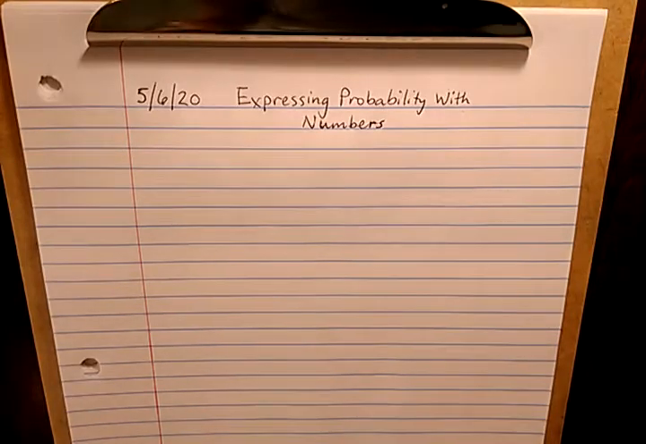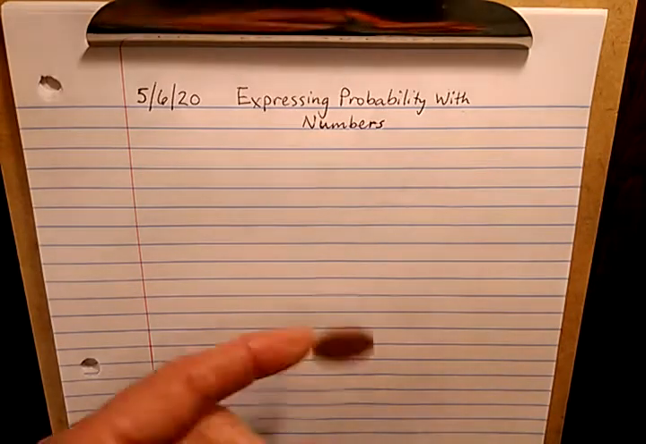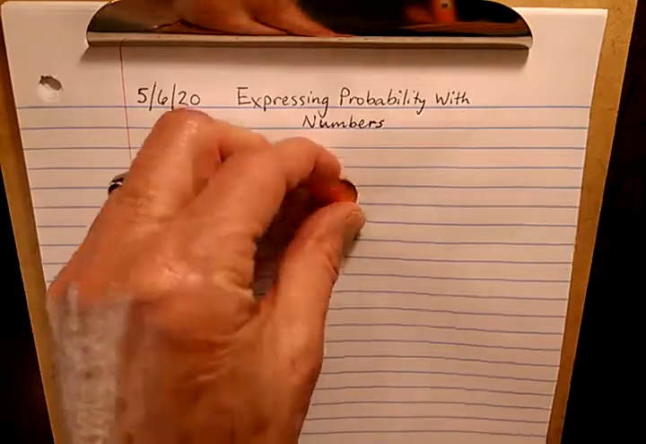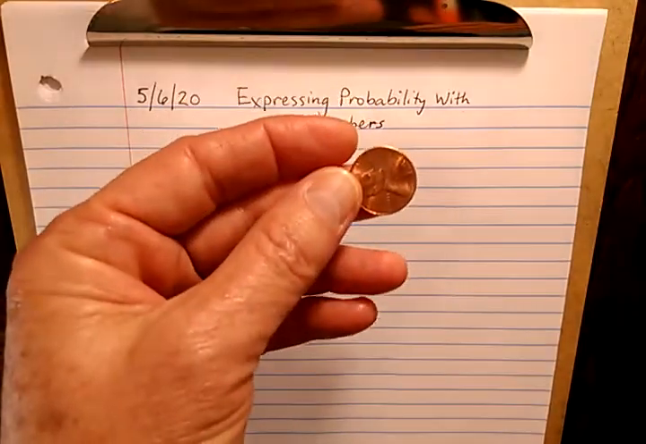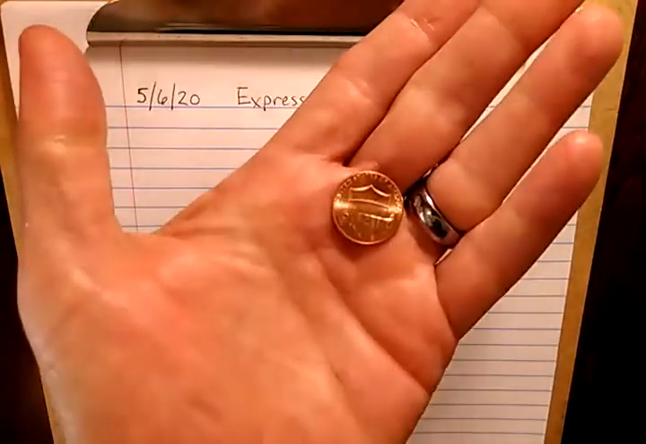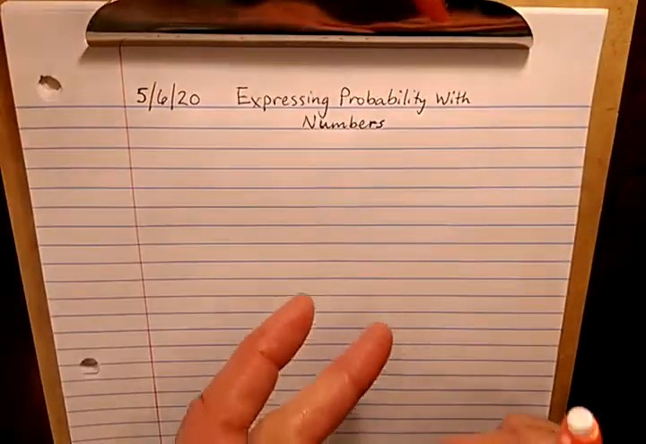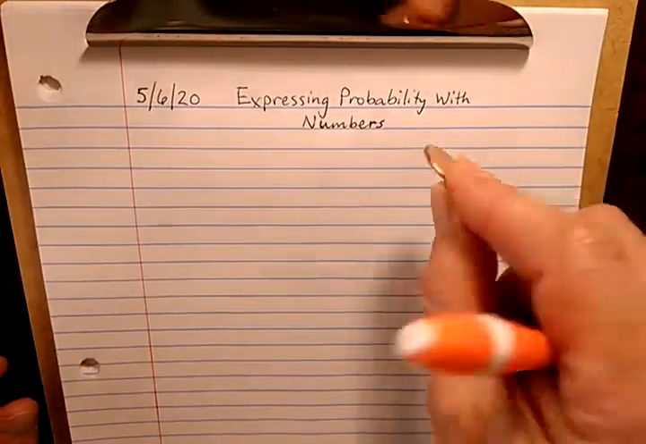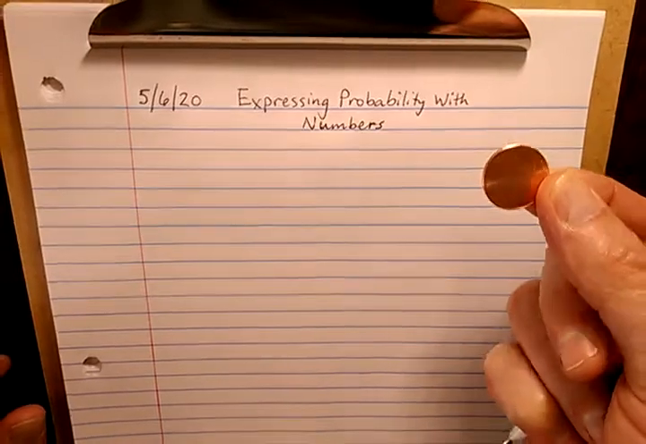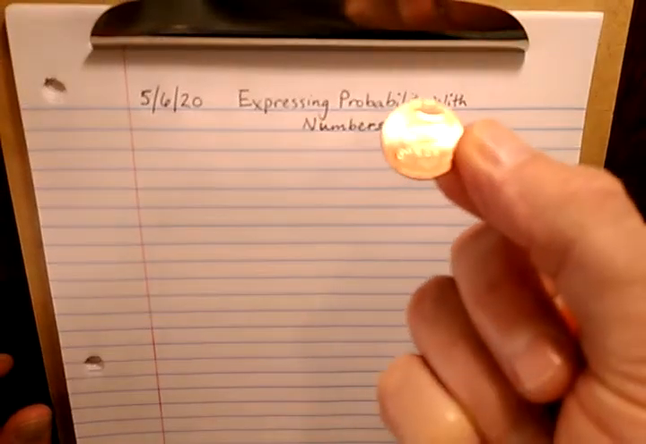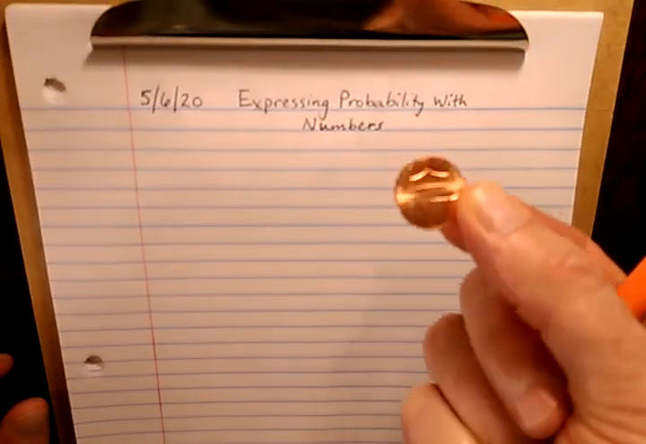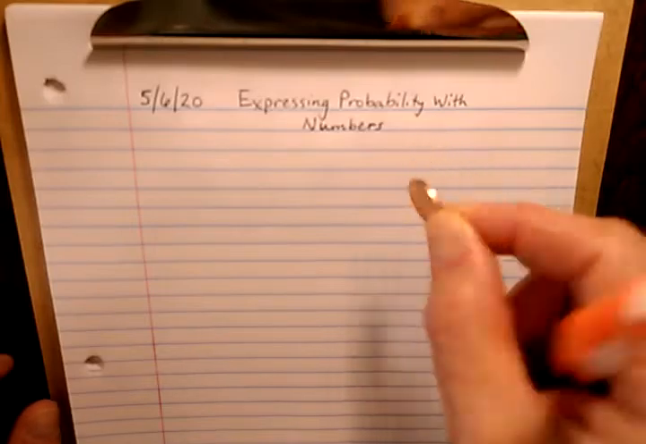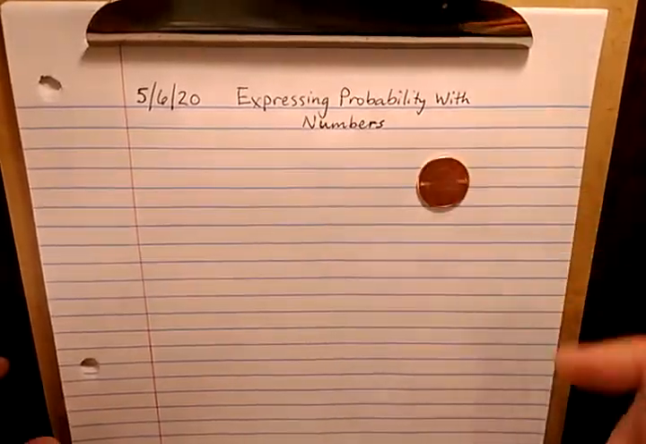So we're going to start out with a coin toss. Here I've got a penny, and on the penny there is a heads side and a tails side. And so if we say that we want to flip this coin and we want it to land on tails, we know that there's only one side with tails and there's two possible things that could happen.